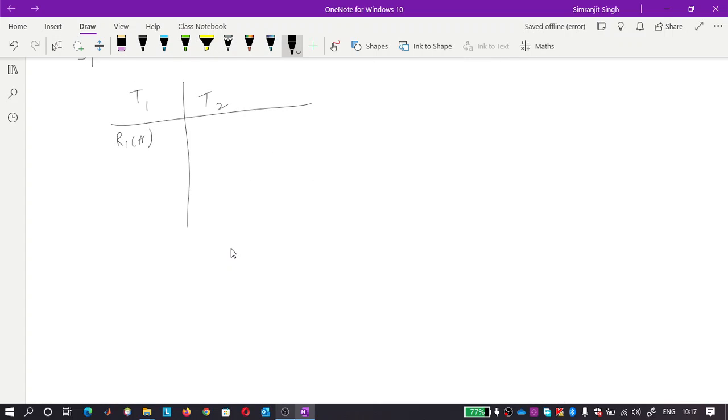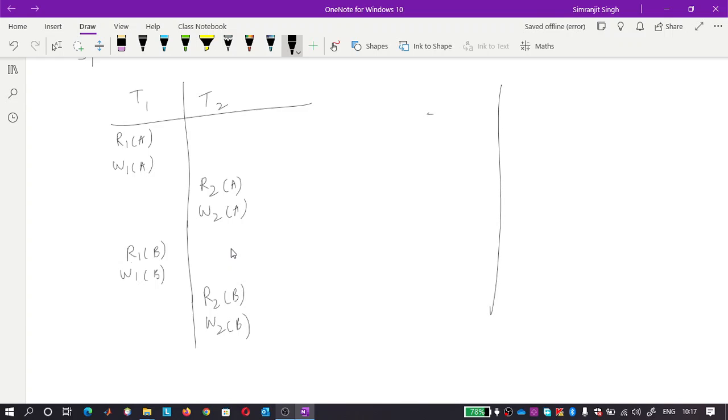R1A, W1A, R2A, W2A. Similarly schedule S2, this will be a serial schedule in this case. Okay, so it is written here.